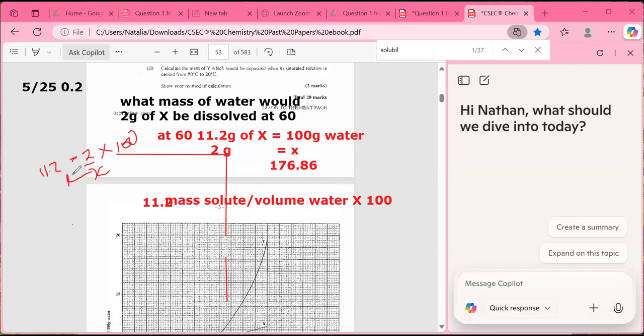So we're going to carry x over here. So it is 11.2x. We multiply what's at the top, so 2 times 100 is equal to 200. And we want to get x by itself, so we're going to divide both sides by 11.2. The answer is 17.86. So 200 divided by 11.2 is still going to give me 17.86. Clear?